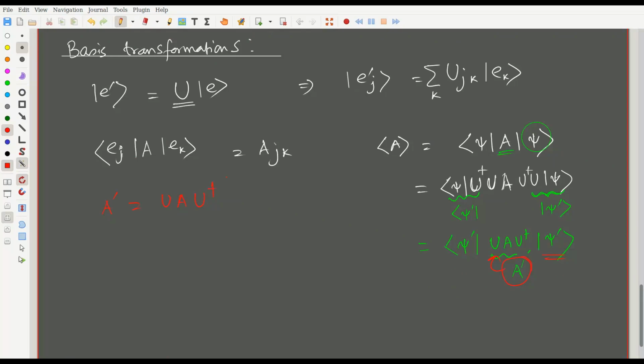Now, in the same spirit, if A prime is my Hamiltonian that describes my system, so if A is my H, then H prime would be given by U times H times U dagger. All right.